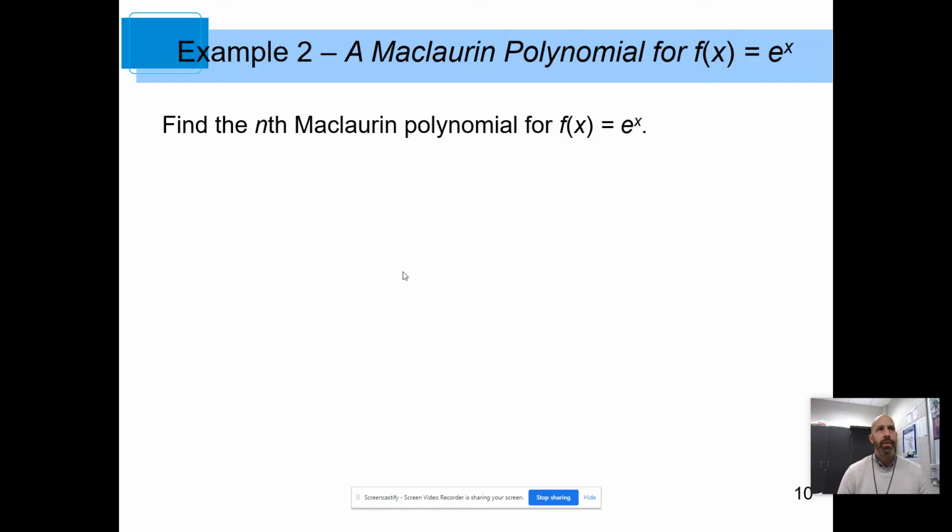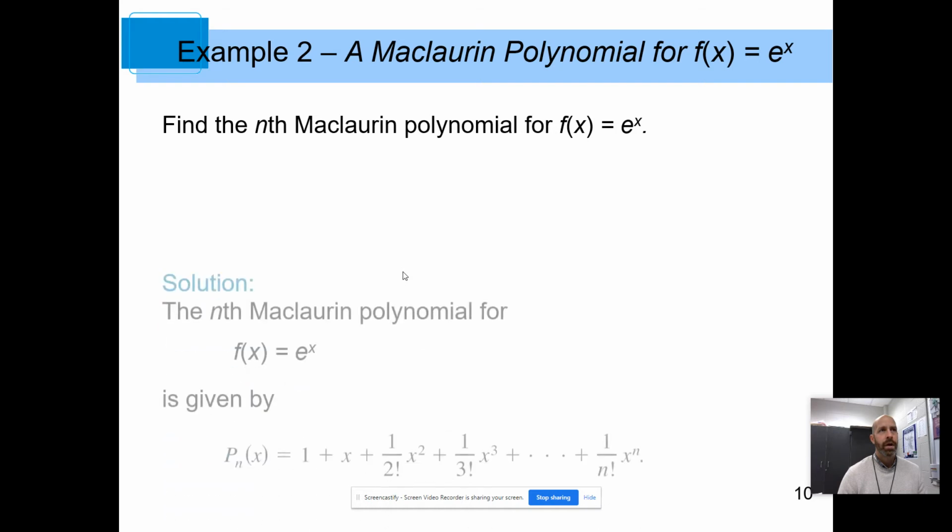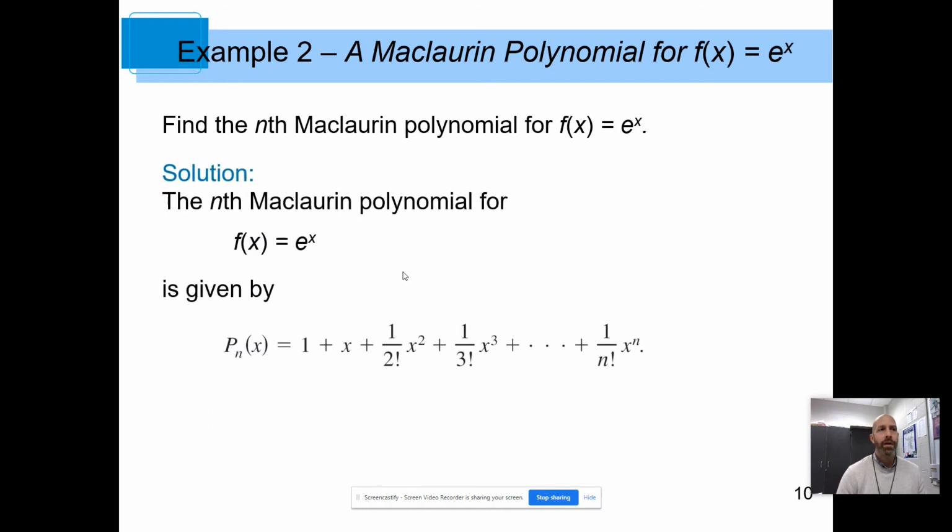So let's see an example of finding a Maclaurin polynomial for f of x equals e to the x. Now we're doing the exact same thing we did earlier. Since it's a Maclaurin polynomial, we know that c is going to be 0 in this example. And we're going to play the same game that we played earlier. We're going to do the first derivative.